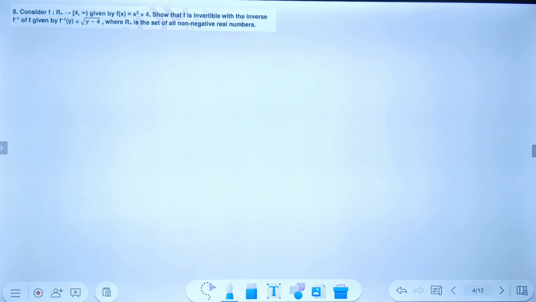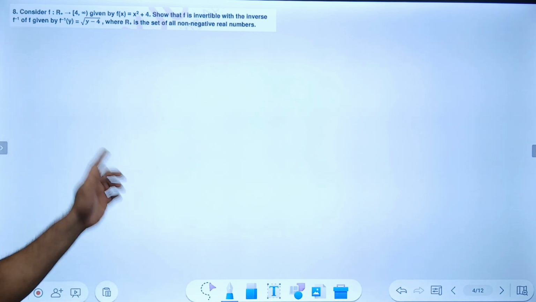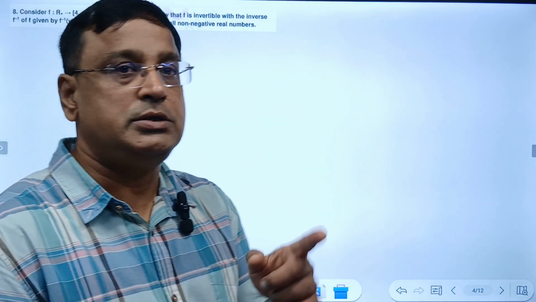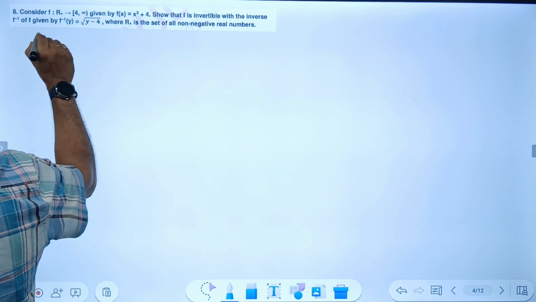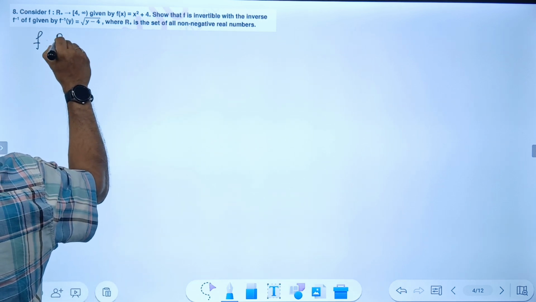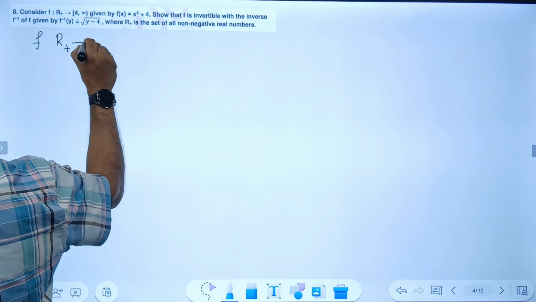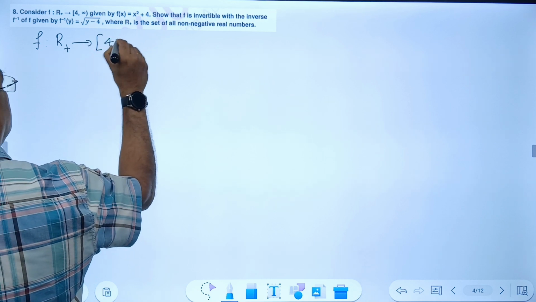Okay. This is an NCERT question. The previous problem is not an NCERT question, it's a board question. Okay. Now consider f from R plus to [4, infinity) given by f of x. So what is my function? My function is from R plus, positive real numbers, to the closed interval 4 to infinity.